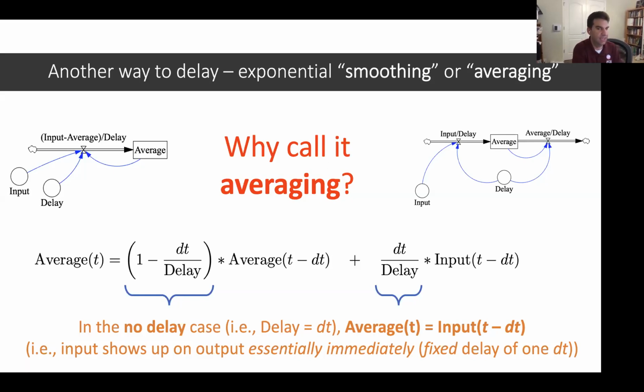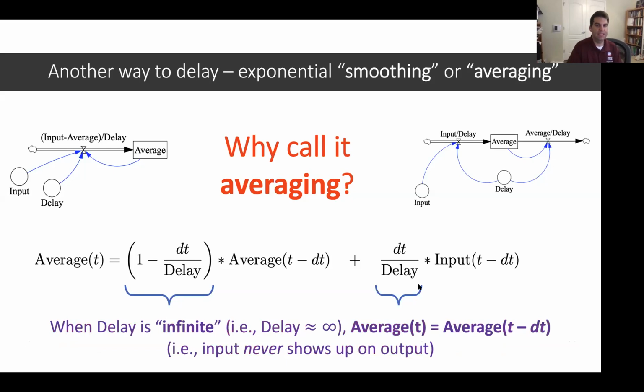But on the other hand, if you make the delay effectively infinite, then this term over here goes to 0. So dt over an infinity basically gets rid of the input's effect on the average, and this term over here just basically turns into a 1. And so the average basically never changes. So even though you're changing the input, you're never seeing a change on the output.